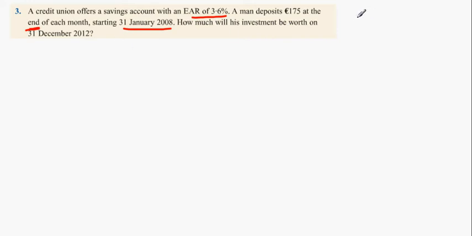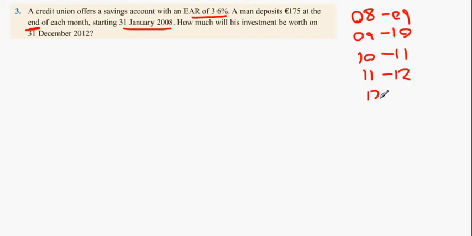So look, I'm going to count out the number of years: 08 to 09, 09 to 10, 10 to 11, 11 to 12, and then 12 to 13. So that's going to be 1, 2, 3, 4, 5 years, or 60 months. So this here is 60 months.